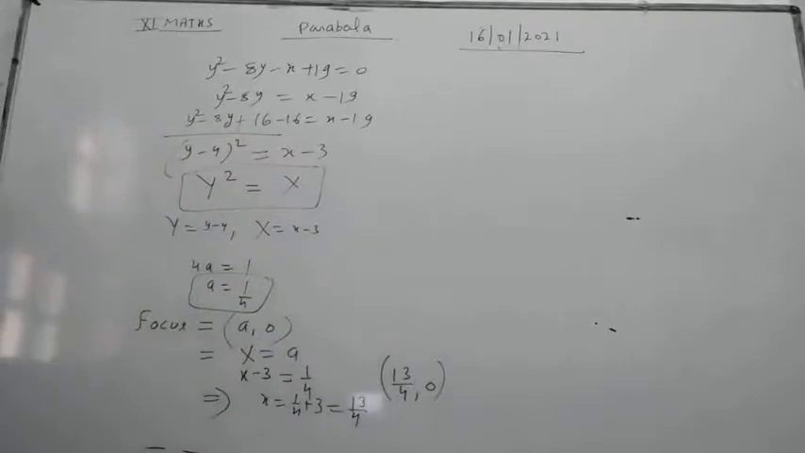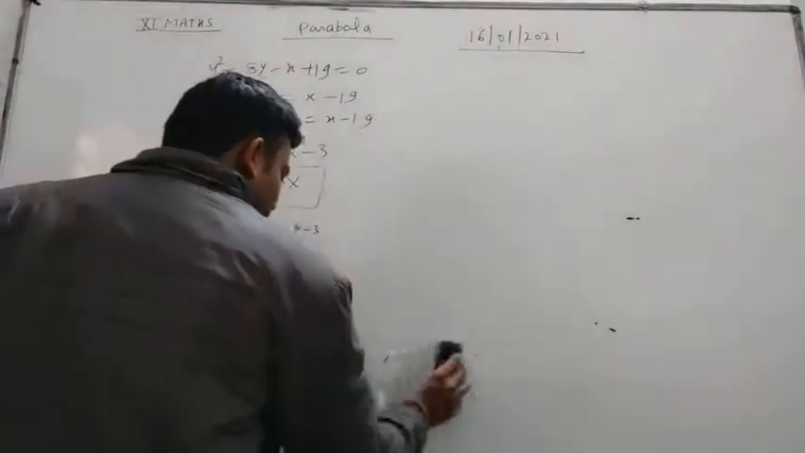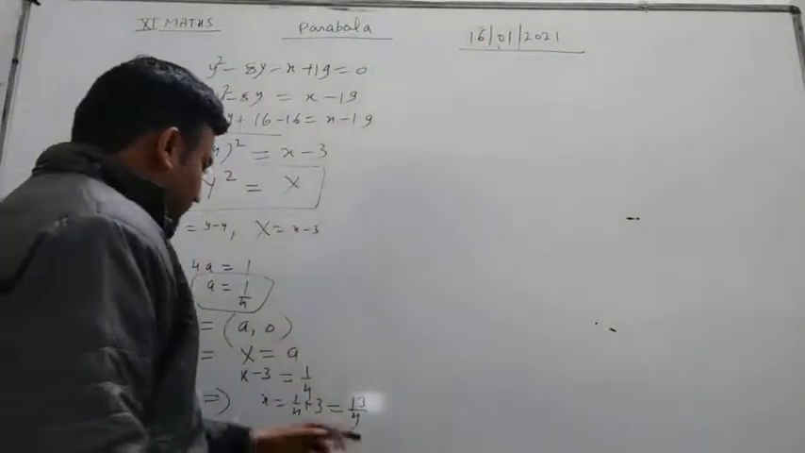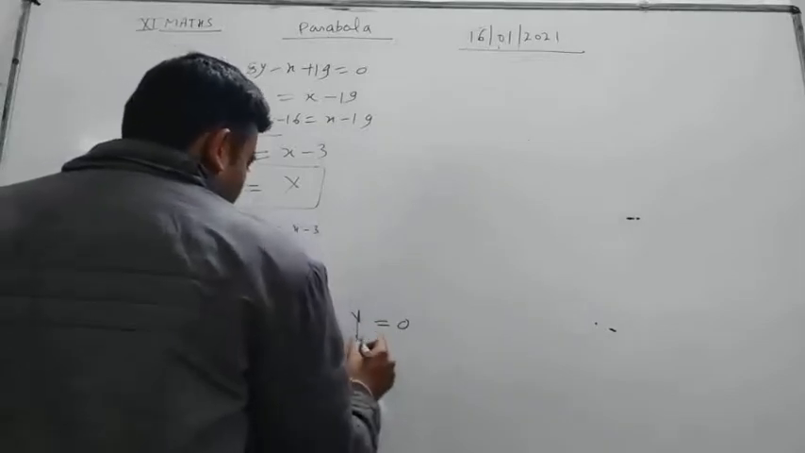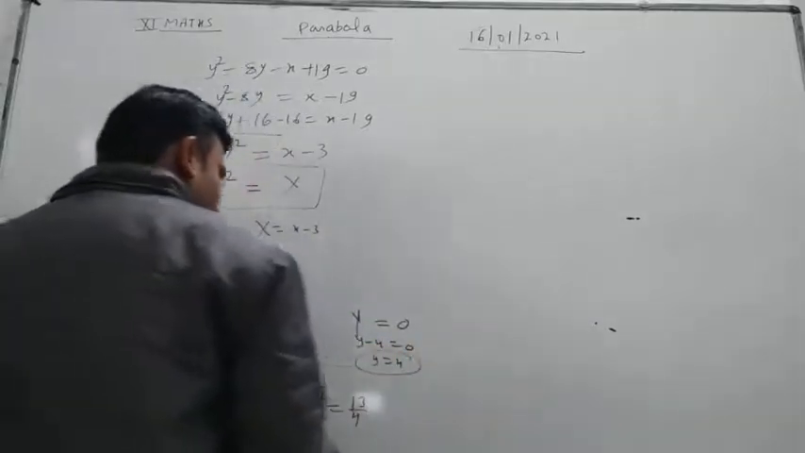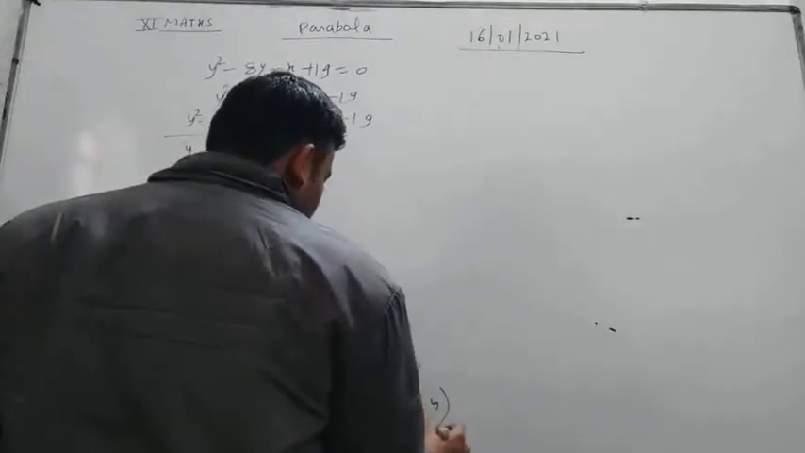Okay, student. So student, our focus will be what? This is our x is 13 by 4, and capital Y is 0. So y minus 4 is 0. So small y is 4. So our focus will be (13 by 4, 4).